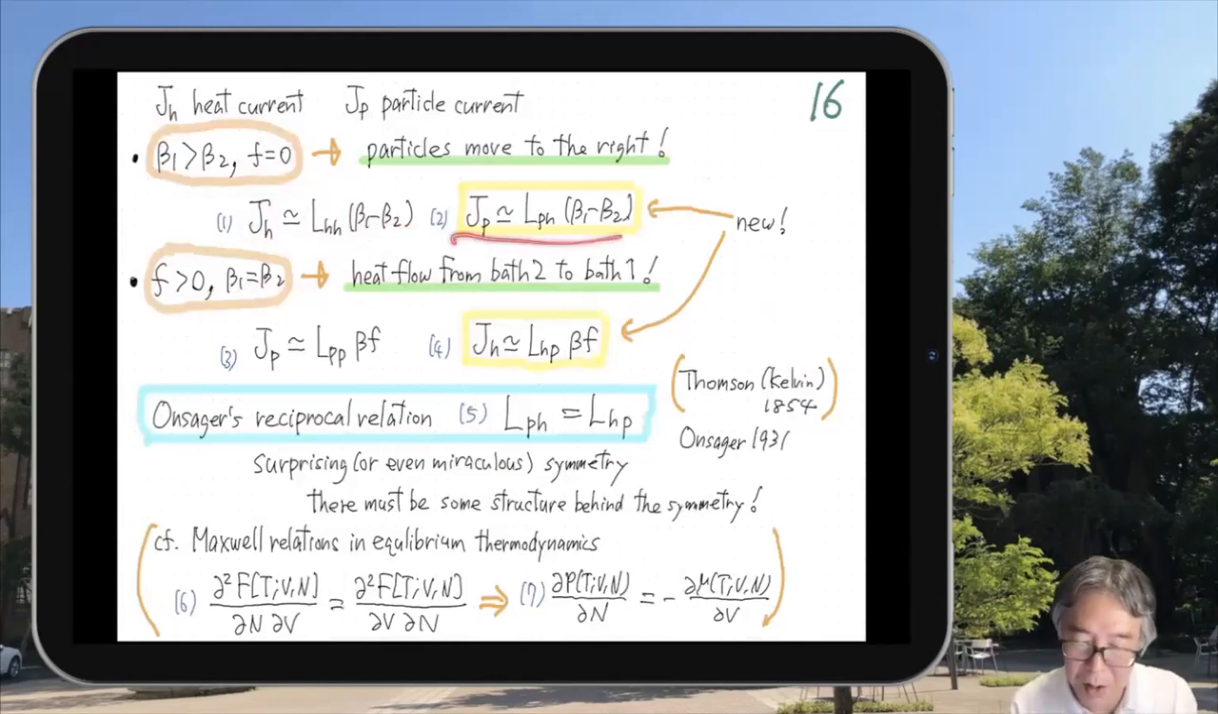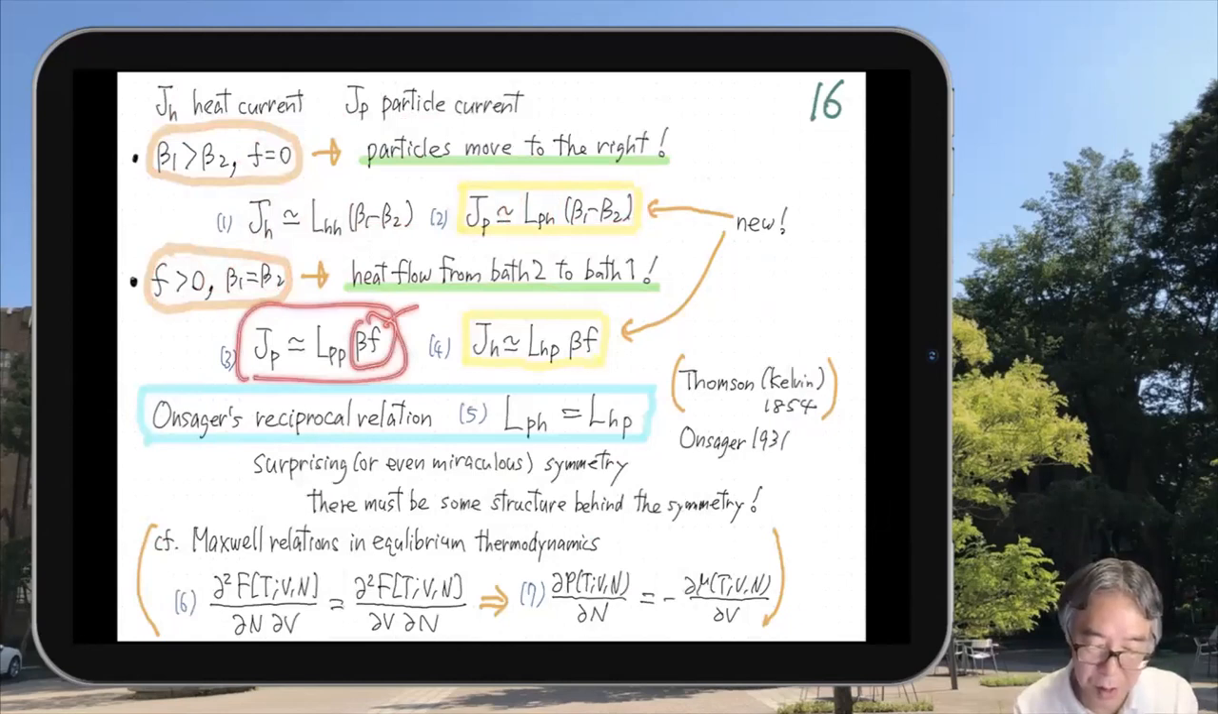But now here is something new, okay? We have this temperature difference, but it induces a particle current. So here is a new linear response coefficient. Similarly, we have no temperature difference, but a non-zero, non-conservative force. Then in this case, this is something we already knew. This beta F, which we denoted as epsilon, induces particle current.